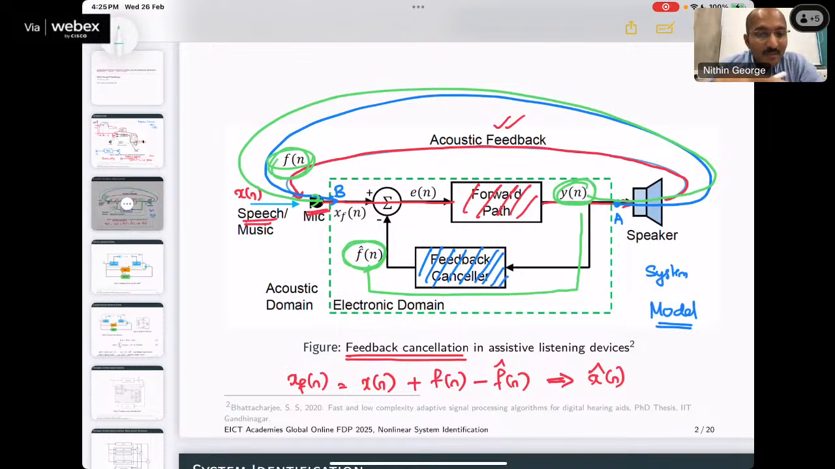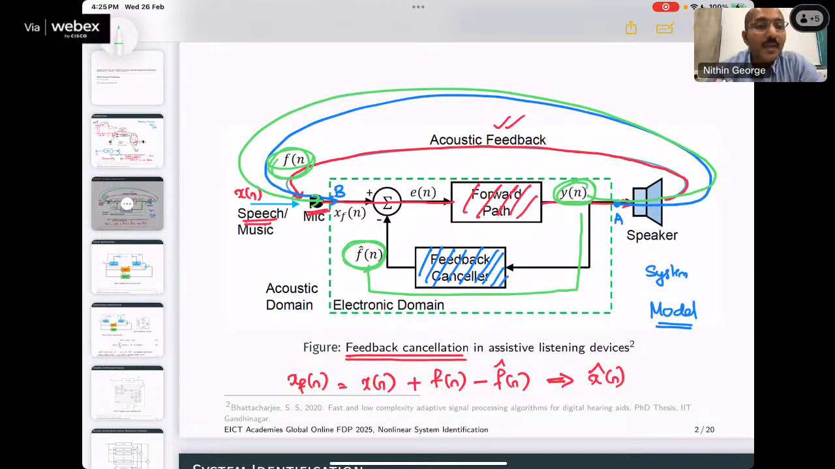So this feedback cancellation system should immediately identify a new model. Understood? Wherever the system is changing, a new model has to be identified in real time. Then only this cancellation is going to work. Okay, understood. So what I am saying is, this is an indirect application of system identification.